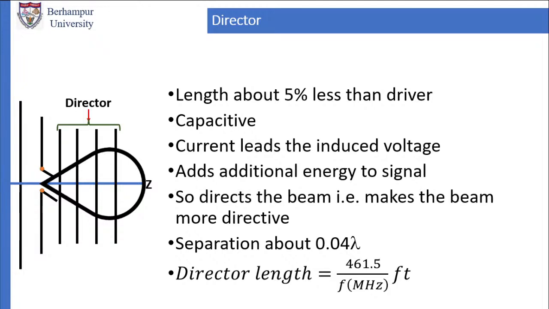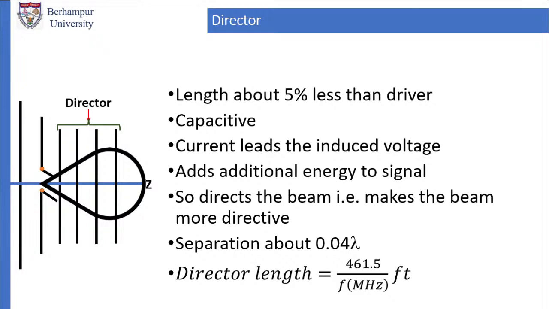When you point this antenna towards the TV station, the directors should be towards the TV station. The reflector should be in the opposite direction of the TV station. So the power comes from the TV station, it gets reflected by the reflector, and it gets directed by the director towards the TV station. Now the length of the director is 461.5 by frequency in megahertz.